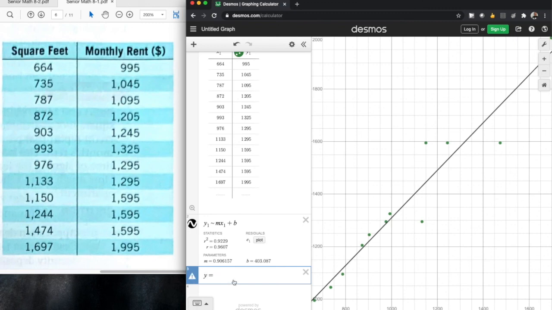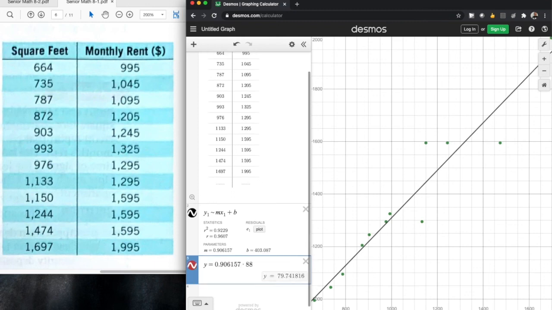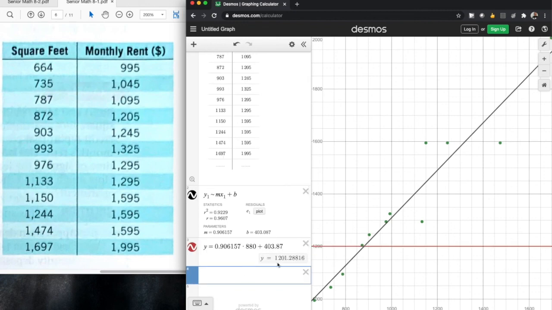this m, 0.906157, times 880, because x is 880 square feet. And then we're going to add to it 403.87. And let's see what we get. Now when we hit return, look at this number right here. 1201.3 is what that comes out to. That means $1,201.29 is going to be what we're charged.